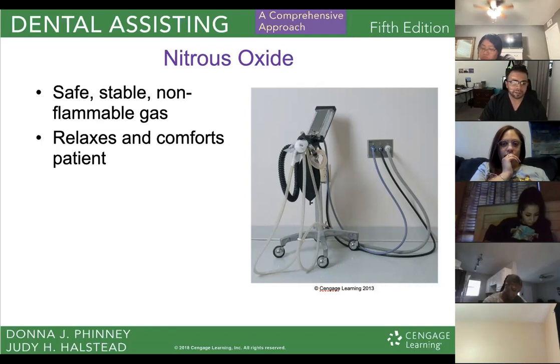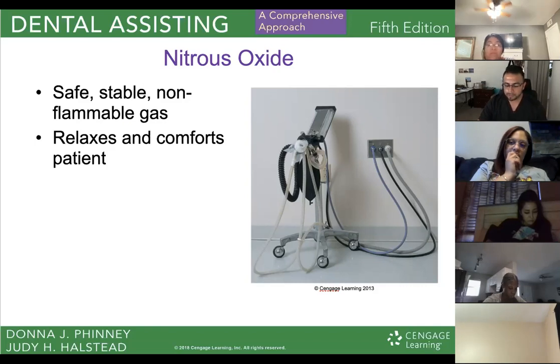So the cool thing about nitrous oxide is some states allow the dental assistants to perform this task under dental supervision. Other states only allow assisting dentists. So Arizona is one of those states where we can administer nitrous oxide on our own. Okay, so usually I'll put them at what we call a 50% ratio.